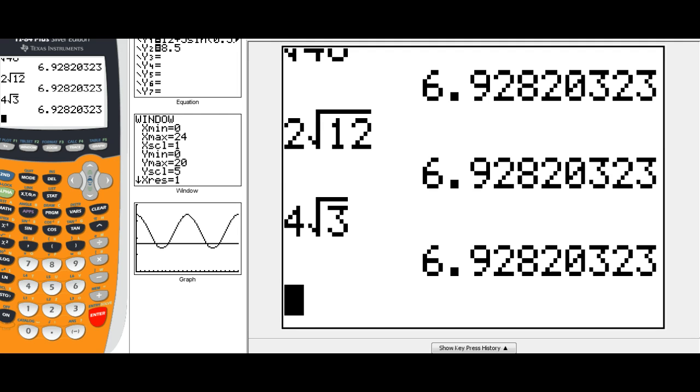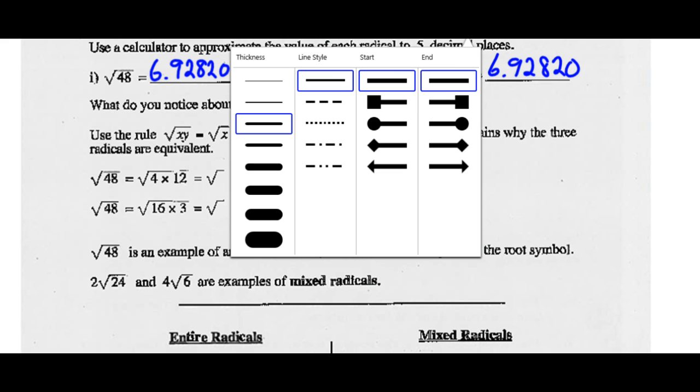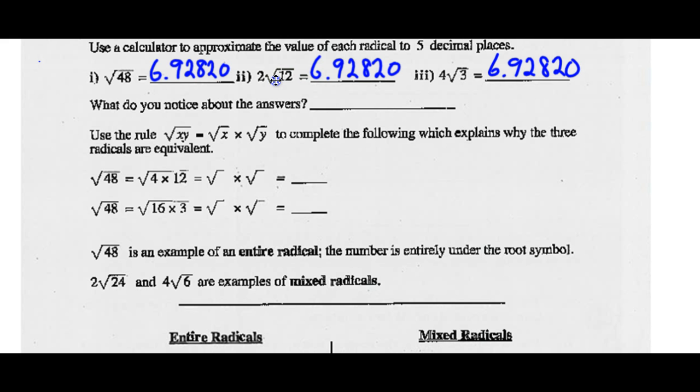All right, so here's what you should notice. Square root of 48, 2 root 12, and 4 root 3 all give you the same value of 6.92820. All right, so all of these give us 6.92820. What do you know about the answers? Well, we should say they're all the same. Same values.